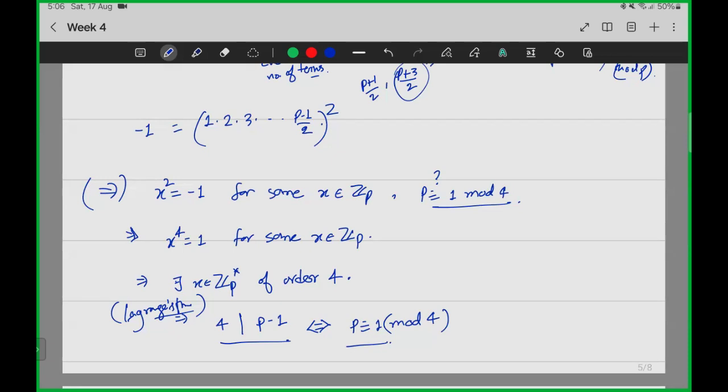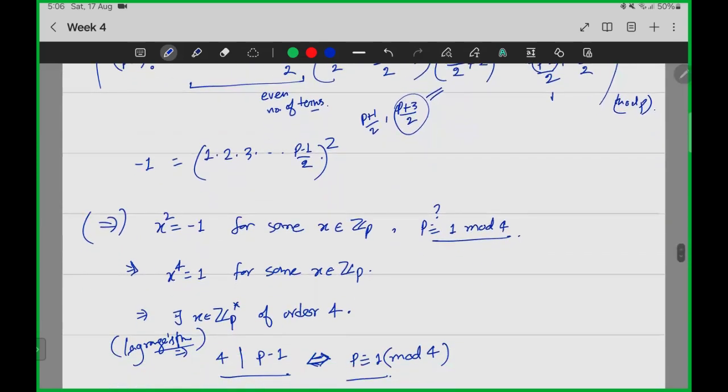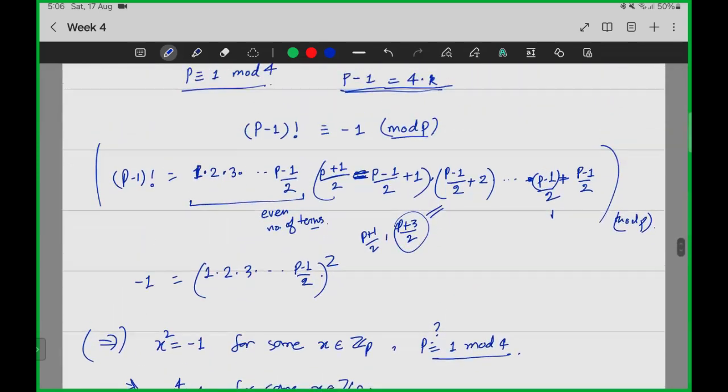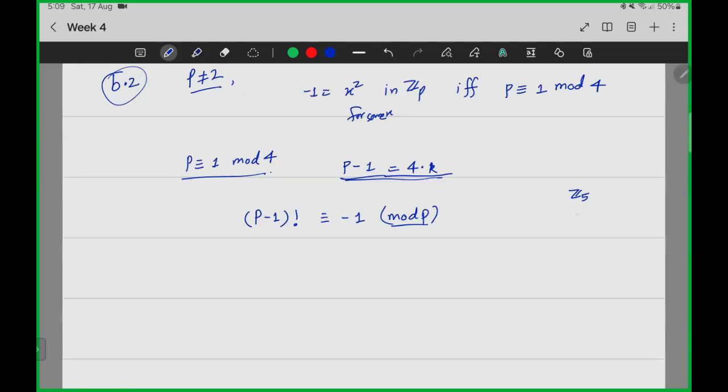So can I only suggest something in the above, the elements before p minus 1 by 2? Can we write them in terms of p plus 1 by 2? Is there some relation between p minus 1 by 2 and p plus 1 by 2? The difference is 1. That's all I see.